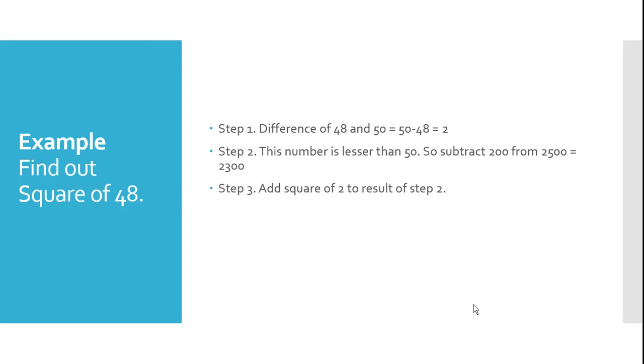Add square of 2. Square of 2 is very simple. It's 4. We need to add that to the result of step 2, which is 2300. Answer is 2304. Isn't it very simple and amazing?